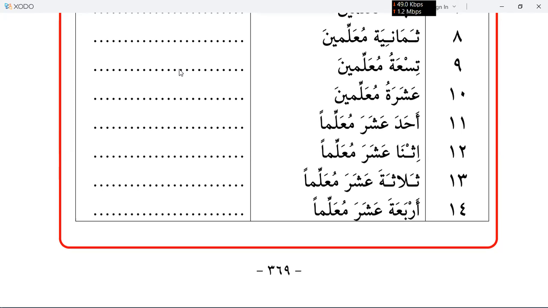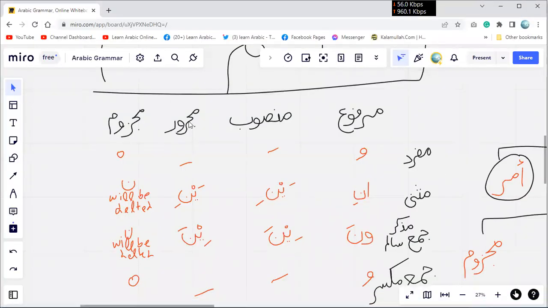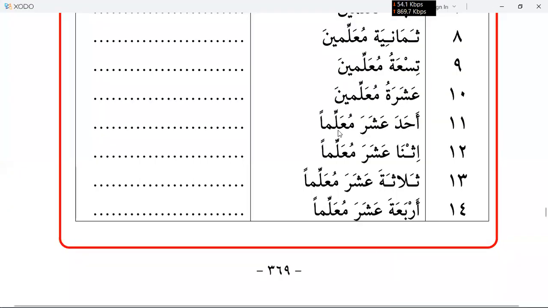Now write: madood from 11 until 99 is mufrad mansoob. Mufrad means singular. You will always use singular madood from 11 until 99. And second thing, you will use the mansoob form, which means fatha. So you see here numbers have fatha after from 11 until next. All words are mufrad mansoob.